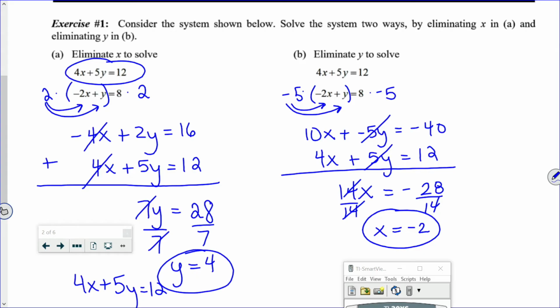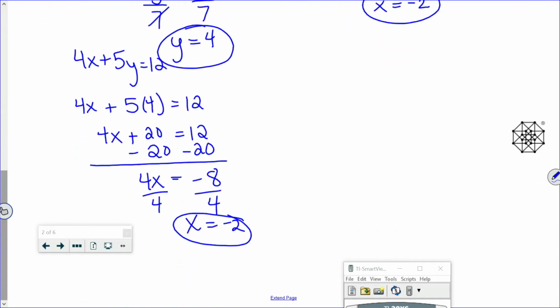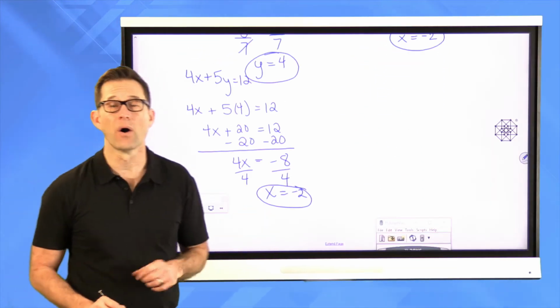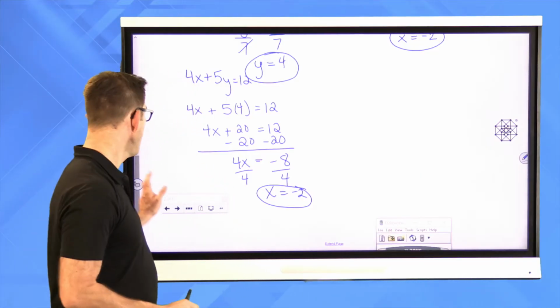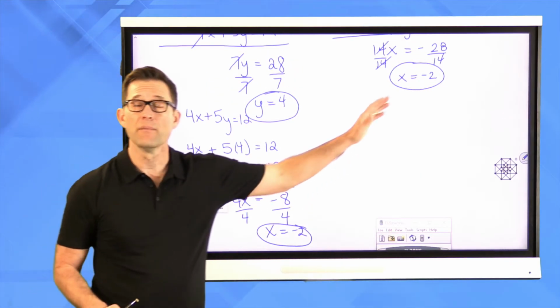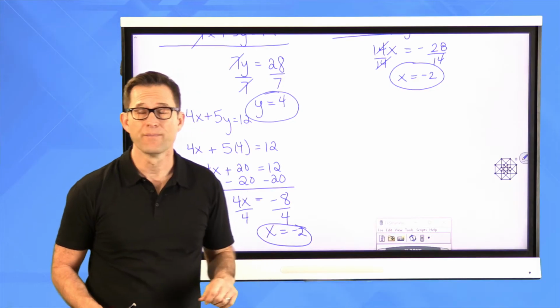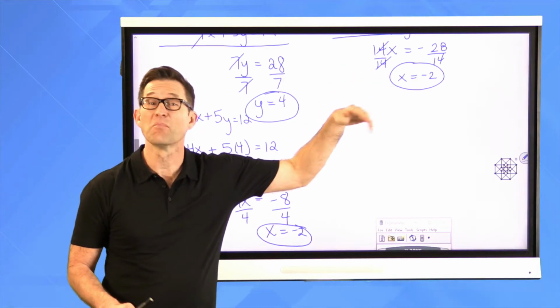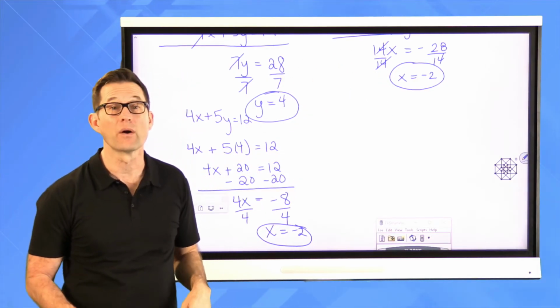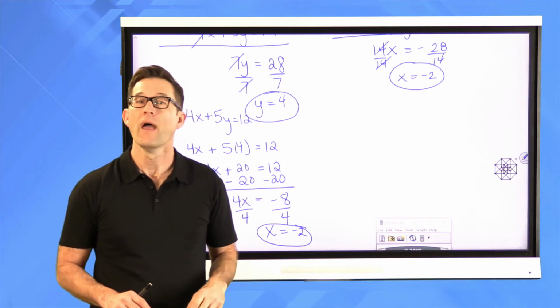Now, I knew already that x was negative 2. I had already solved for that in the previous problem. But here we see that we can eliminate the y and solve for the x. We can then take that x and plug it into either of the two equations, which is where it went terribly wrong for me last time, and then solve for y.